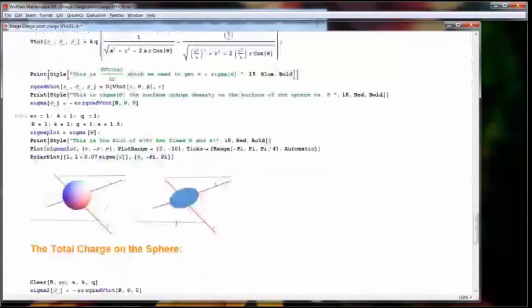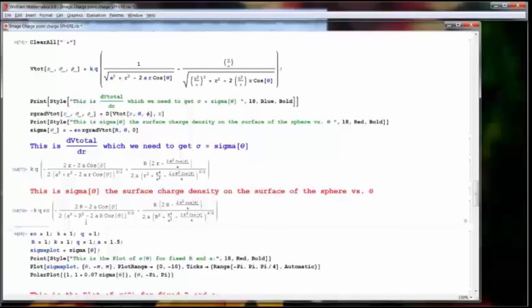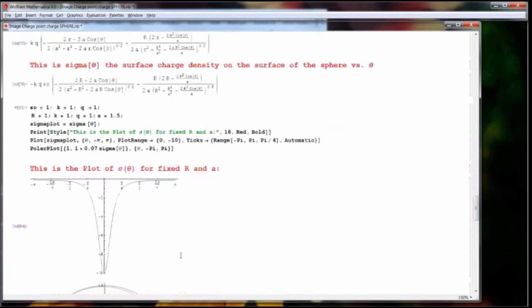So remember, what we're doing now is finding sigma as a function of theta. And if you wanted it to cover the sphere, you'd have to rotate that function around the z-axis. But for now, we'll just look at it in a plane. This is, by the way, the equation for sigma right here. That can be simplified also, but I'll leave it in this form. So now we go down to the plot for sigma.